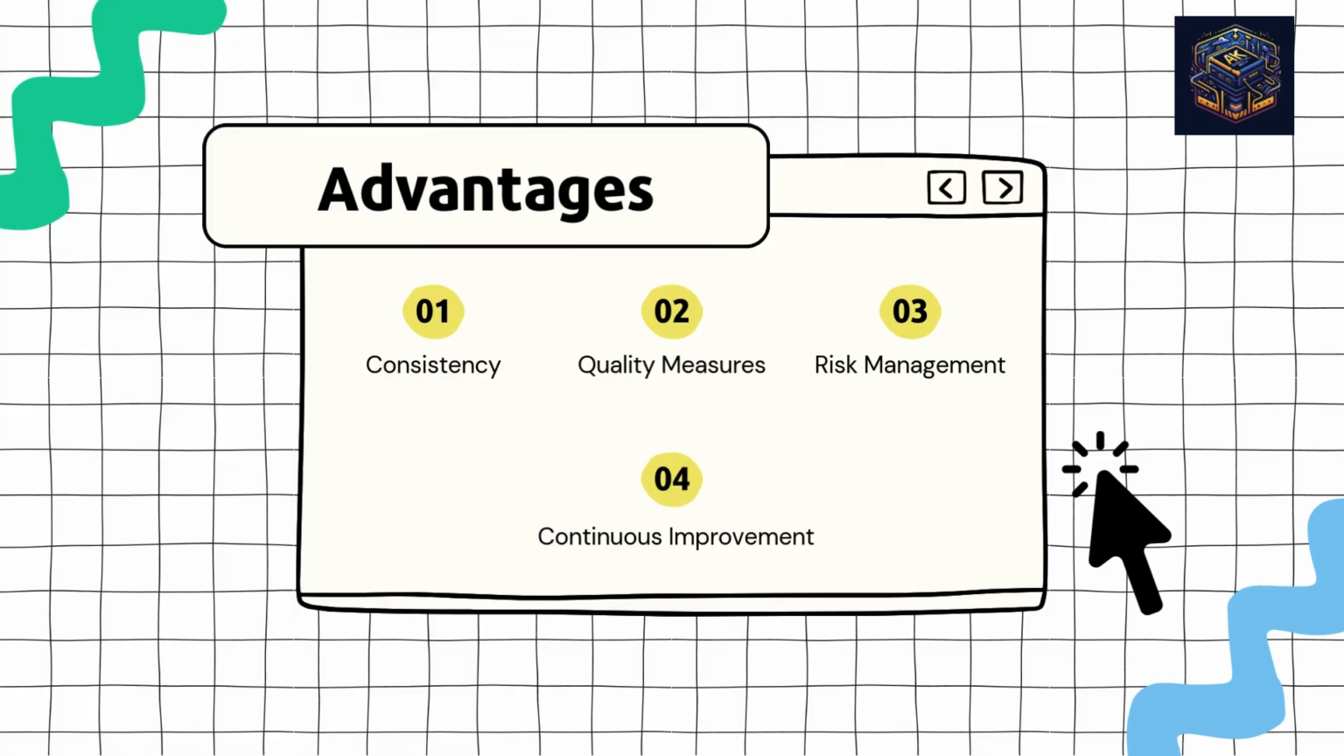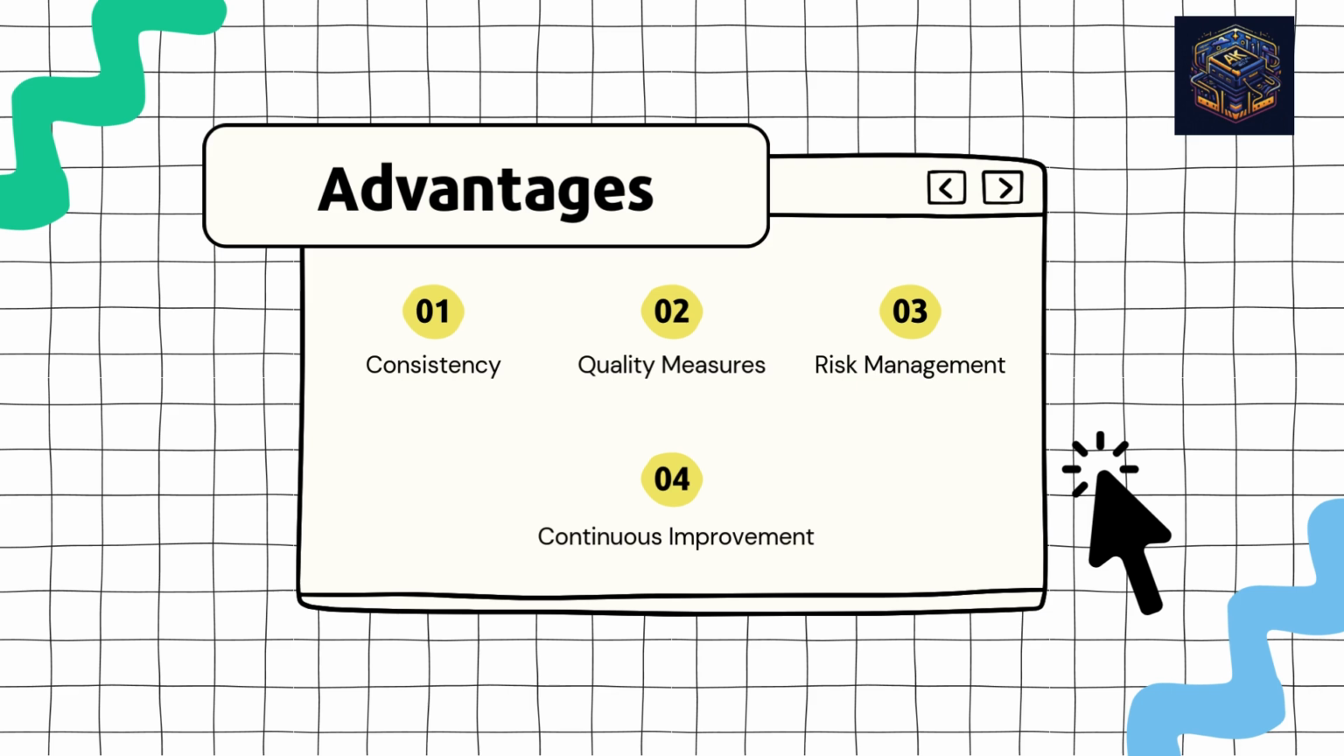Now, let's explore the advantages of process and control specification in software engineering. These specifications play a crucial role in ensuring that software development projects are completed efficiently and with high quality. Let's take a closer look at some of the key benefits they offer.